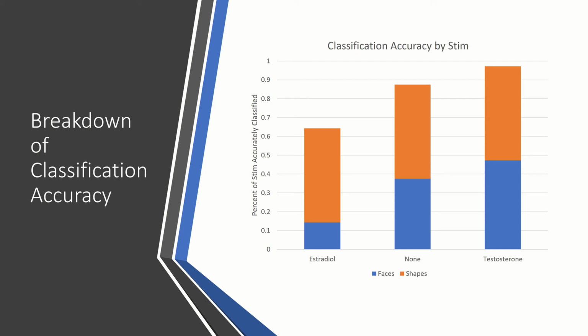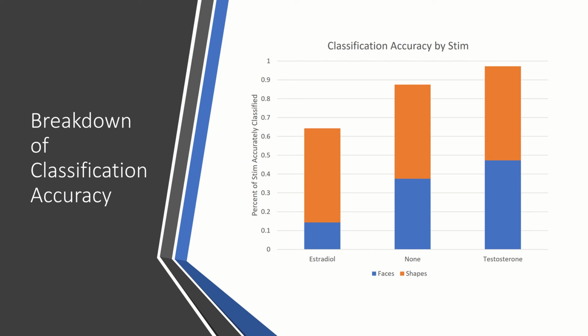And regardless of the breakdown, the model itself is way more accurate in the testosterone group, almost 100% accurate, and is struggling to classify in the brains of people who are receiving estradiol. That's interesting. Do we even have a hypothesis as to why that is? From what I'm interpreting, it means the brain's response to faces and shapes is less distinguished in the kids who are getting estradiol versus the kids who are getting testosterone. The model's almost 100% accurate, right?